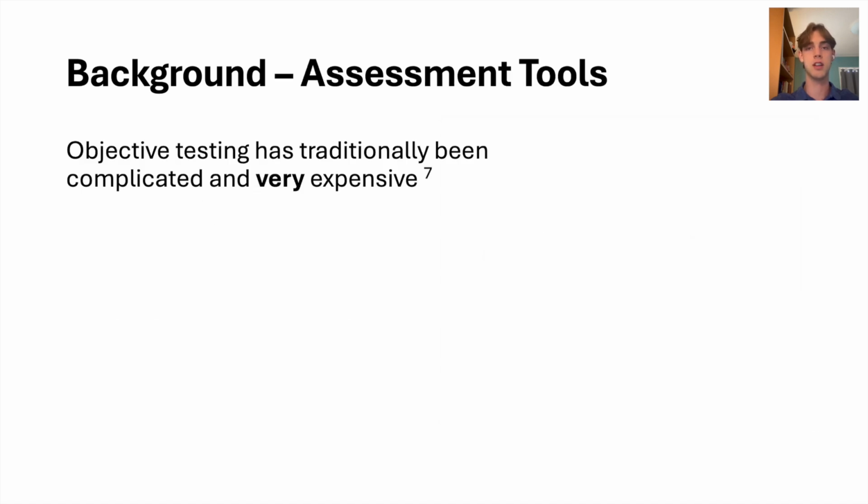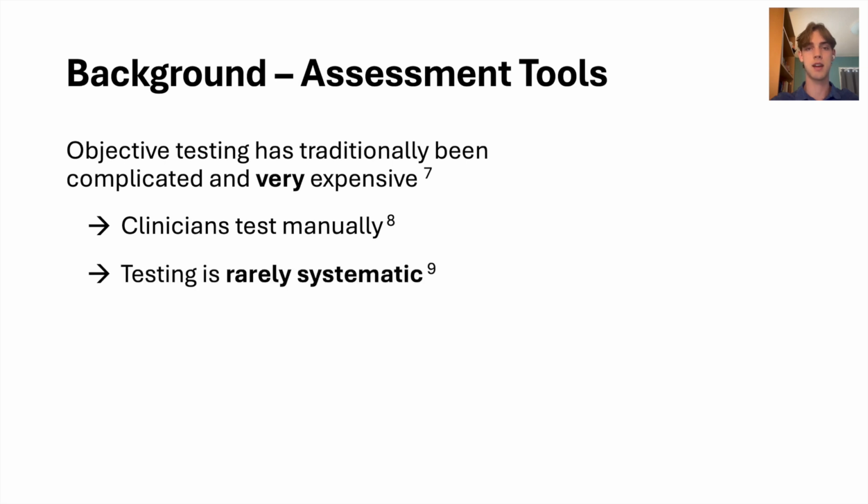Objective testing has traditionally been too expensive and slow for clinical use. Instead, clinicians test manually, which makes testing slow and sensitive to interclinician variability. As a result, testing is rarely systematic.